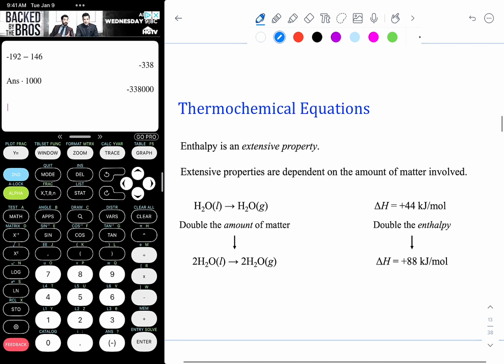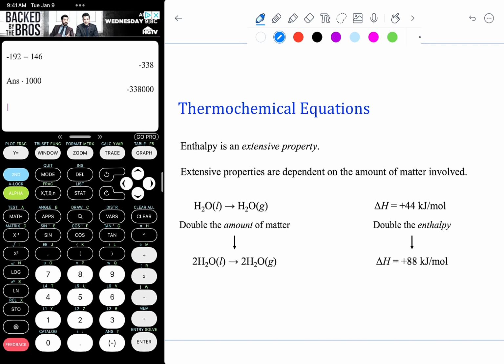Now, enthalpy is an extensive property. We haven't talked about extensive properties in a long time. We talked about it in General Chemistry 1, probably Chapter 1. But just to reiterate, to review, extensive properties are dependent on the amount of matter involved.